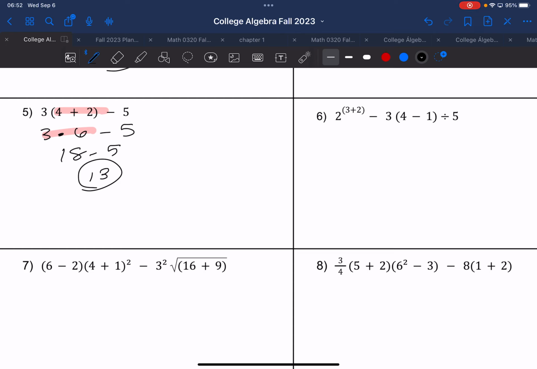Okay, go ahead and take a minute and try number 6. You're going to get a decimal answer, so don't let that make you feel wrong. You're going to get a decimal.